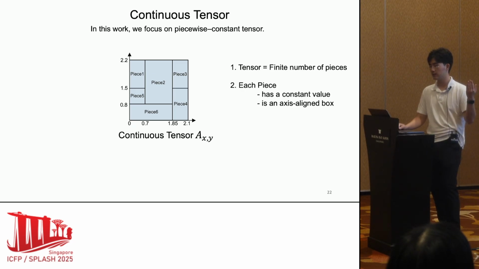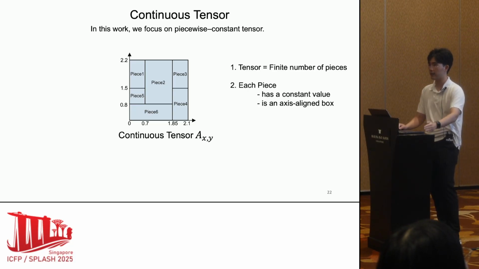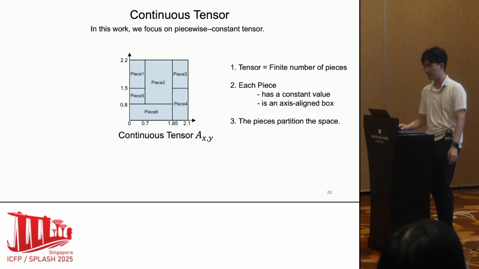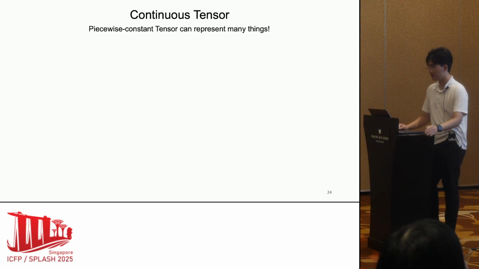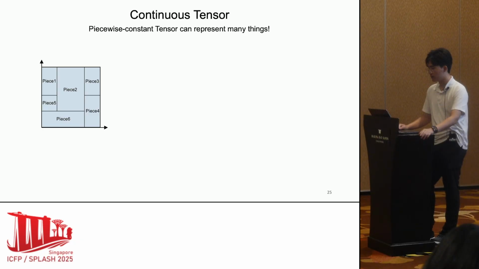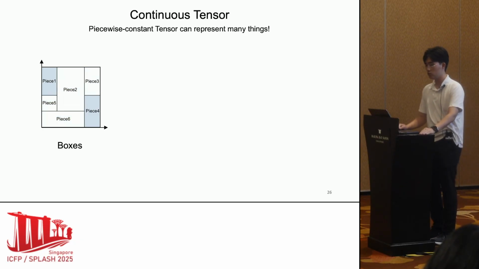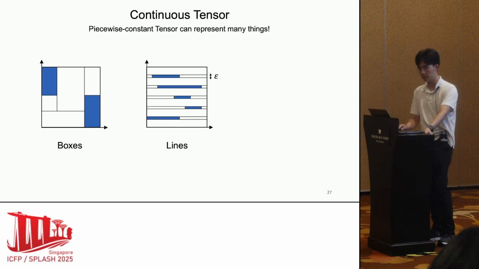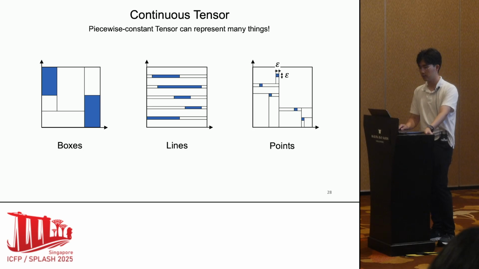And each piece holds a constant value and is an axis-aligned box with any real number boundaries. And the entire pieces cover the entire region without overlapping each other. And the fun thing is, even with this structure, we found that we can still do a lot of interesting things. Starting from the previous example, you can represent boxes by assigning non-zeros to the interested box, like piece 1 and piece 4 here, and zeros elsewhere. You can do lines similarly, and of course the point clouds as well.